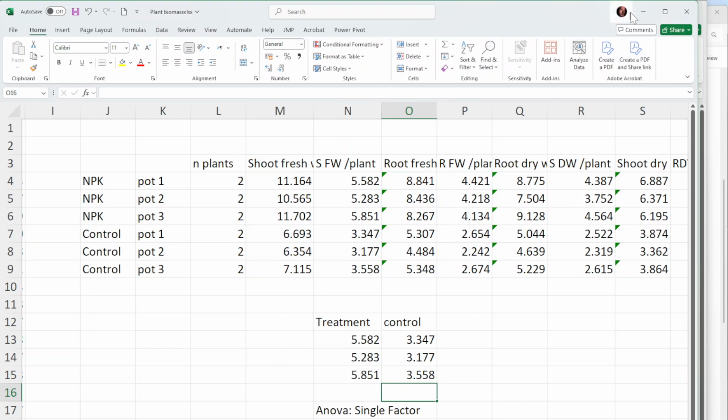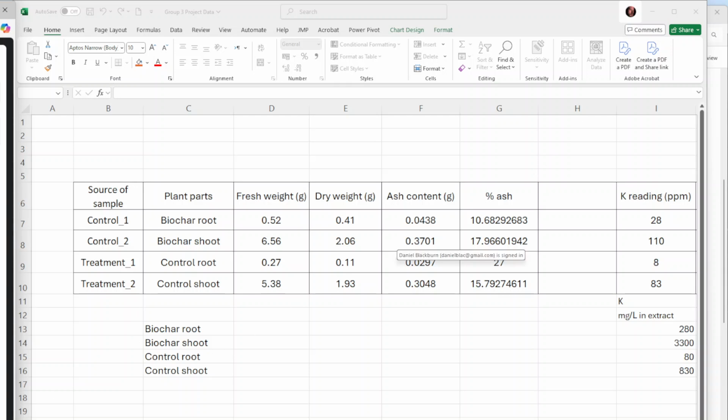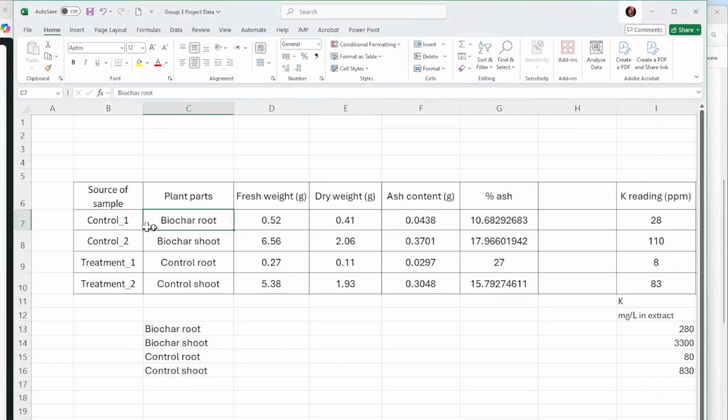Now I'm going to show you guys the calculation that you have for the ash and the nutrients. That's the important thing that we calculated 2 weeks ago, and you're going to have that in the reports. So this is the biochar, the group, yeah? Biochar root and biochar shoot. So this will not be control but treatment. Yeah, it will be the other way around.